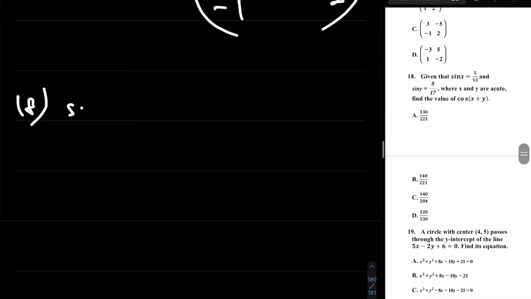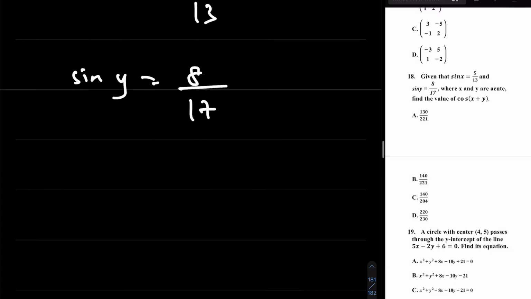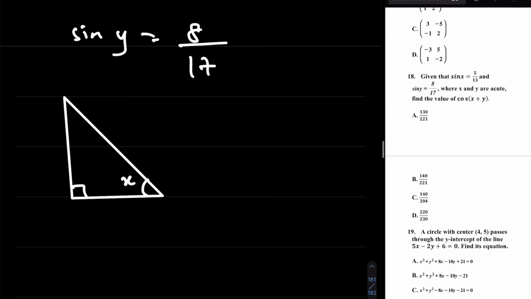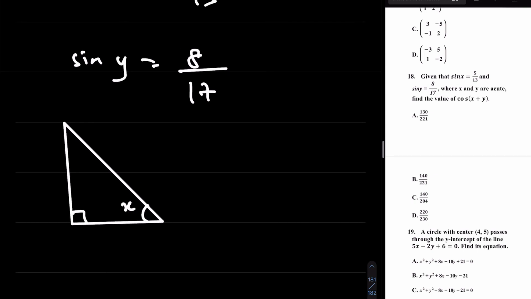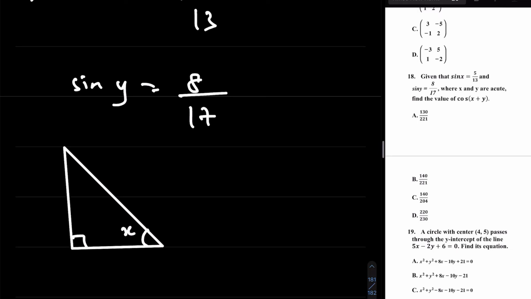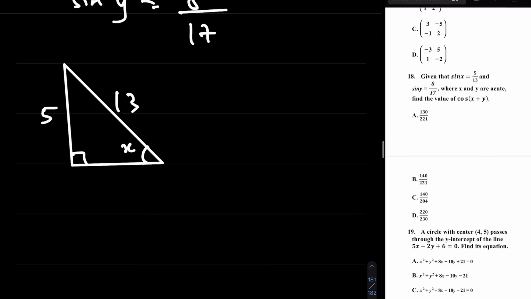Given that sine x equals 5 over 13 and sine y equals 8 over 17, find the value of the cosine of the sum of angles x and y. Let's just sketch right angle triangles for the two angles. Let this be x. This is a right angle triangle. If this is x and sine x is 5 over 13, that means opposite will be 5 and hypotenuse will be 13. By Pythagoras' theorem, this is going to be 12.